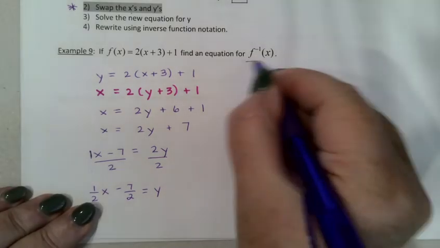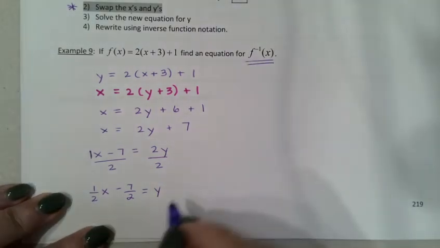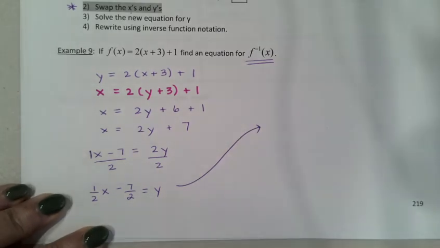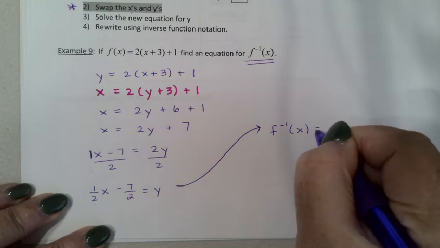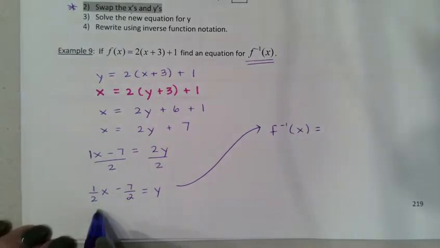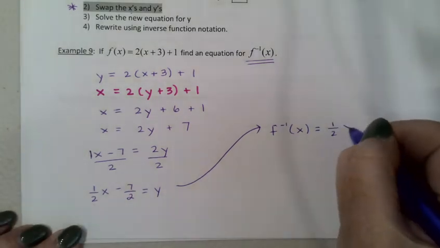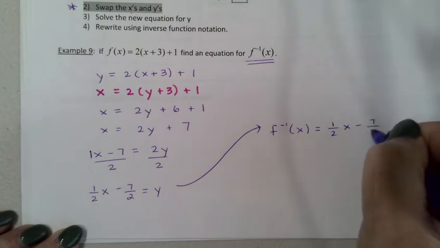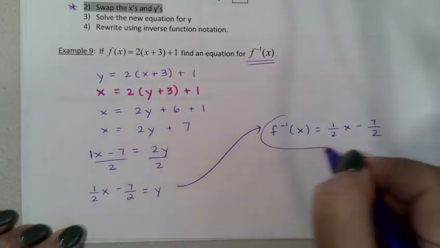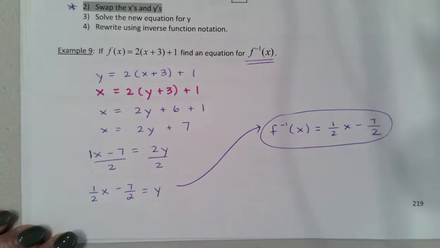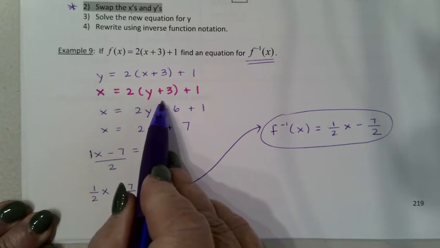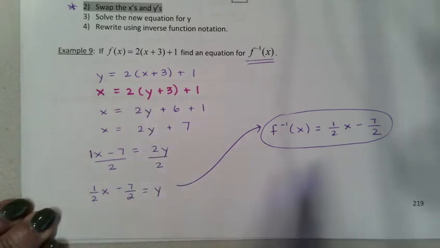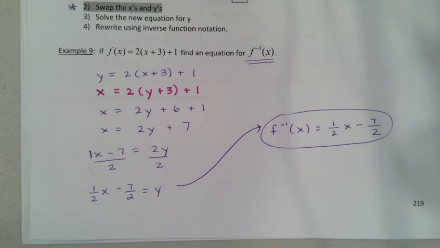All right, that's really my equation for f inverse now. So to finish, all I'm going to do is use that inverse function notation to say f inverse of x is 1 half x minus 7 halves. Right. So we create the inverse as soon as we switch the x and y, and then we solve for the y to get the inverse function notation that we need.